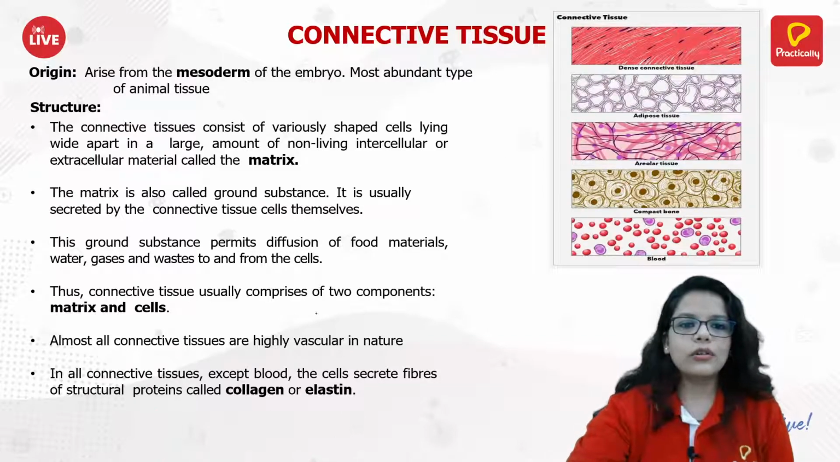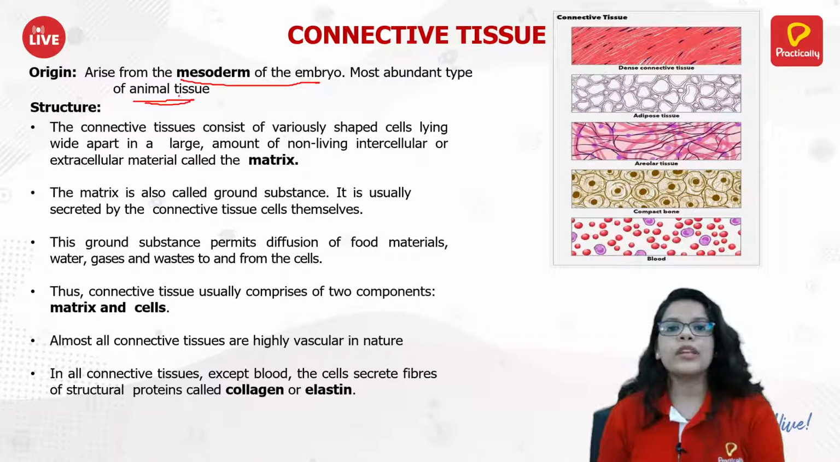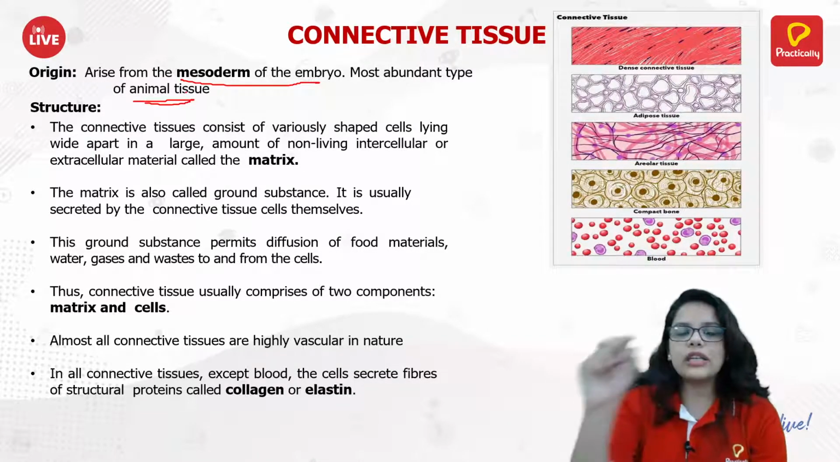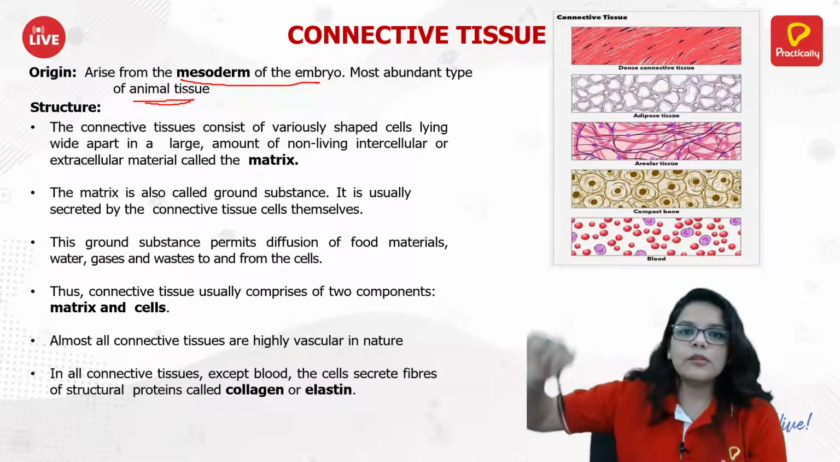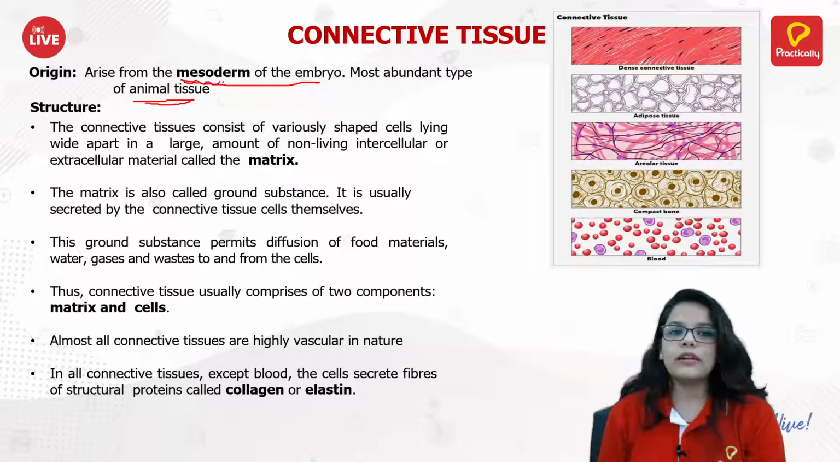Now, what is the origin? It arises from the mesoderm of the embryo, and it is the most abundant type of tissue. We know that in the embryonic age, we have 3 layers: ectoderm, endoderm, mesoderm. The middle layer is the mesoderm, and that is where the connective tissue comes from.